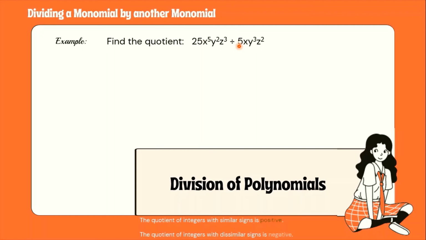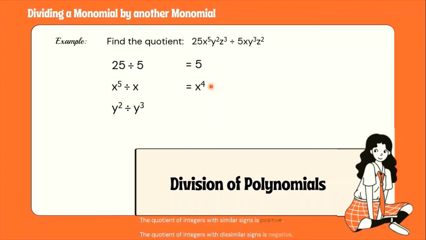Unahin natin na i-divide muna yung mga numerical coefficients nila. So, 25 divided by 5 is equal to 5. Next, dun tayo sa x. Pareho sila na may variable na x. So, x raised to the power of 5 divided by x, applying the quotient law of exponents, kailangan nating ipag-subtract. Naging 4 ito dahil ito ay merong exponent na 5. Ito naman ay may invisible 1. So, 5 minus 1 is equal to 4.